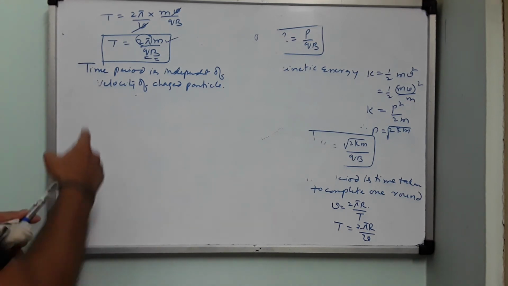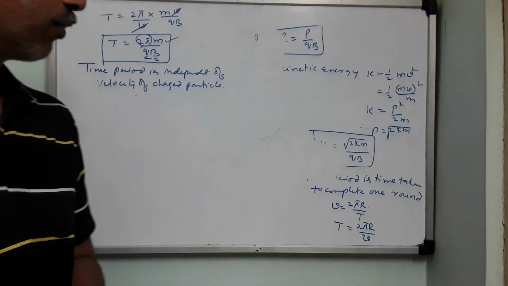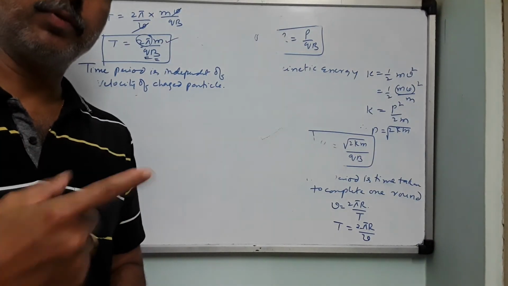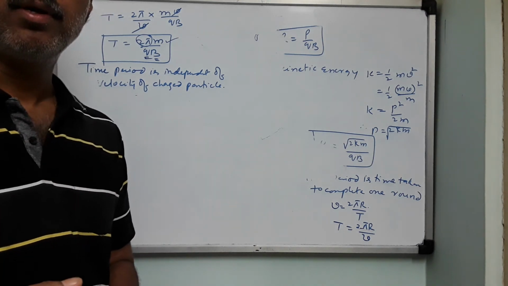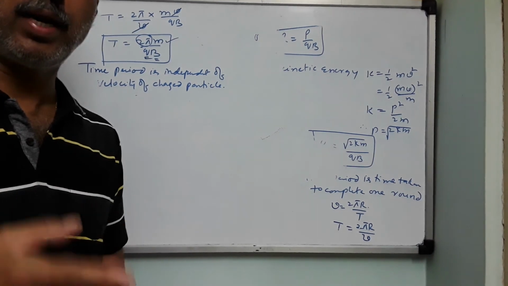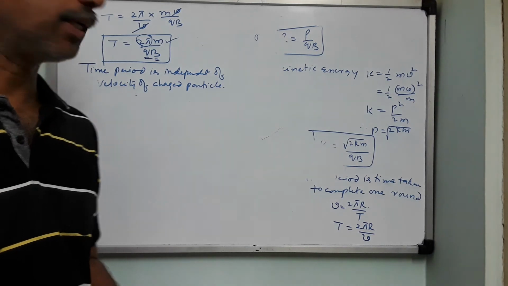Fine. So time period is independent of velocity of charged particle. Then obviously you may get a doubt. Sir, if I give more velocity, it will move in the circular path with more velocity, so it has to take less time. So obviously now the time period is dependent on the velocity. More is the velocity, less is the time period. Okay, it's not like that, children.